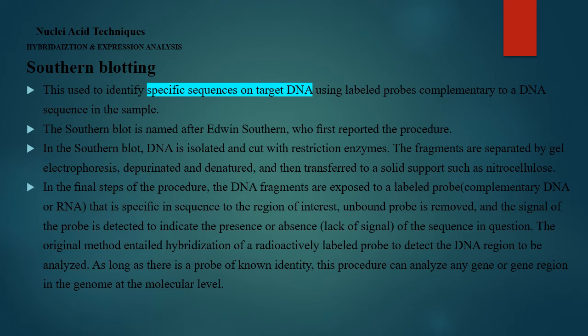Now, when you remove the unbound probe, some of the probe will have bound and some will be unbound. When you remove the unbound one, you can identify a signal from the probe that is present in your target of interest, or its absence. So it helps you identify whether it is present or absent in your system in question.